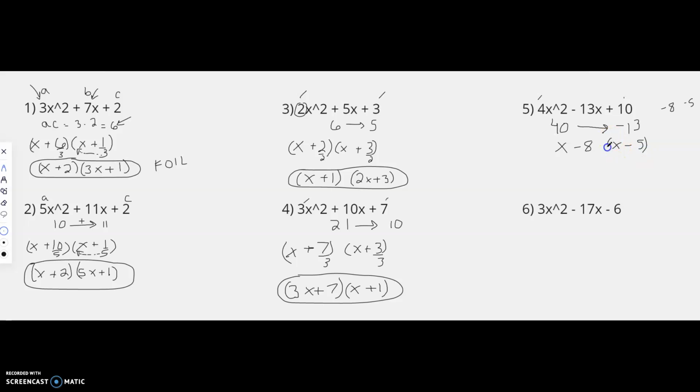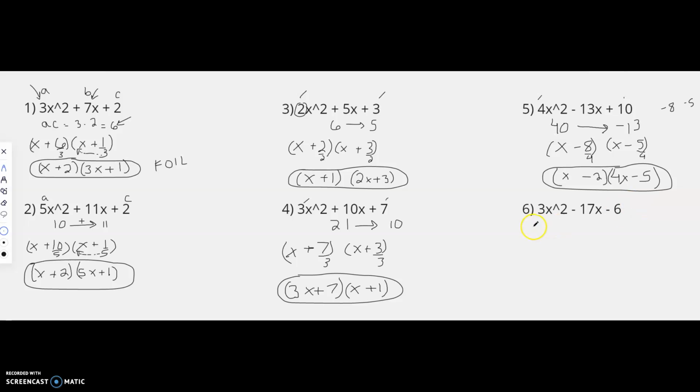It's an intermediate step. Go back to A and divide each number by it. If it divides, great. If it doesn't, put the 4 out in front of the x. That's what happens on the second term. 8 divided by 4 is 2. That works perfectly. Our final answer is x minus 2 times 4x minus 5.